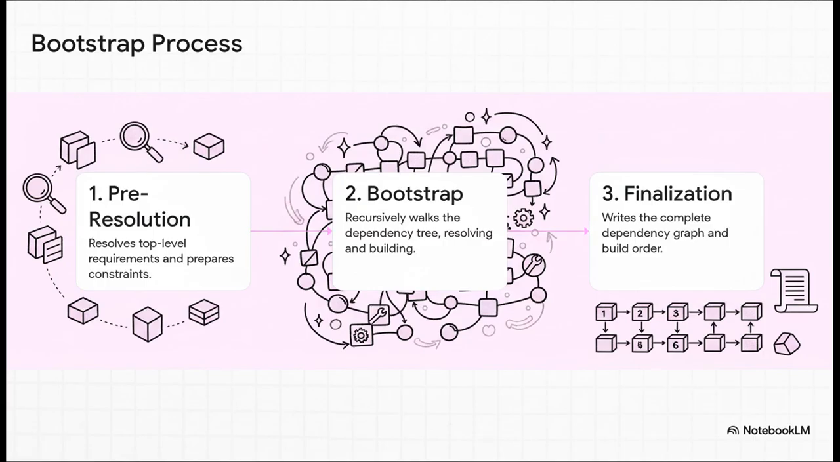It basically happens in 3 big stages. First up is pre-resolution. This is where it just figures out all your top-level needs. Then comes the bootstrap phase, and this is really the heart of it all. It starts walking down the dependency tree over and over, discovering not just your app's dependencies, but the dependencies of the build tools and the dependencies of those tools all the way down to rock bottom. Then finally, there's finalization. It takes everything it learned and writes out the complete dependency graph and the exact order everything needs to be built in.